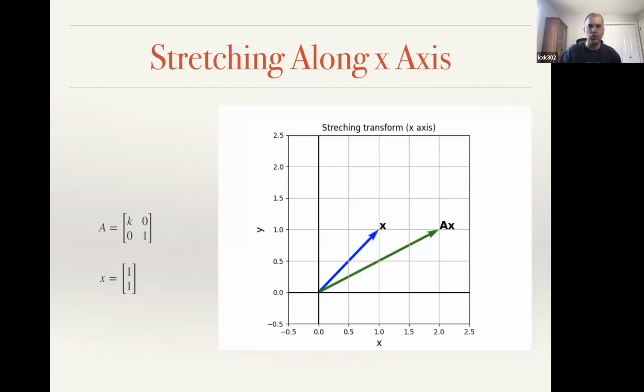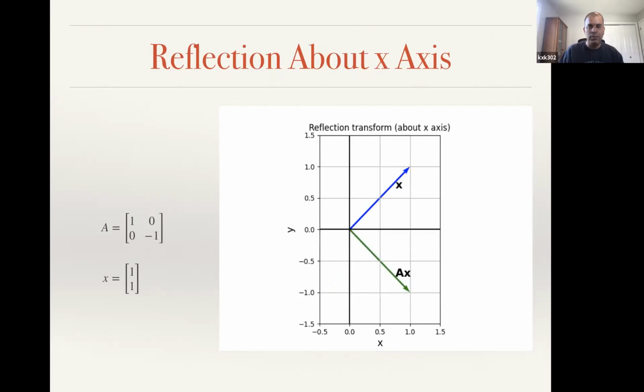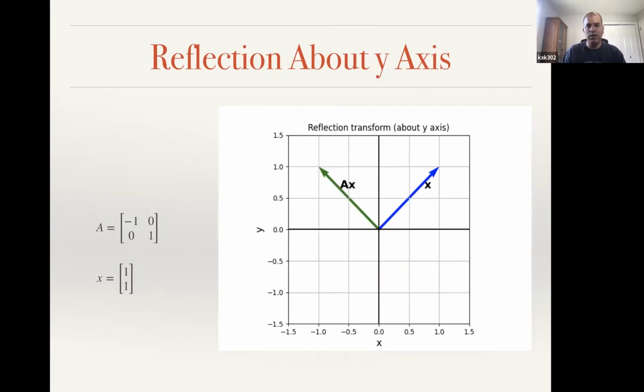Another transformation is stretching, and stretching could be along any line. Here, I'm stretching along the X axis. The matrix A doubles the X value, but doesn't change the Y value. Here, I'm stretching along the Y axis, where the X value remains the same, whereas the Y value is doubled. And here, I'm doing a reflection around the X axis. The matrix A does the reflection around the X axis. I could also do a reflection around the Y axis. Again, the matrix A gives a reflection around the Y axis.